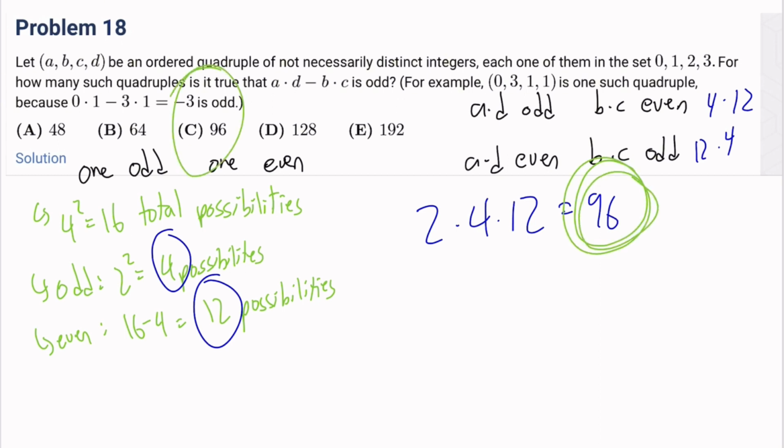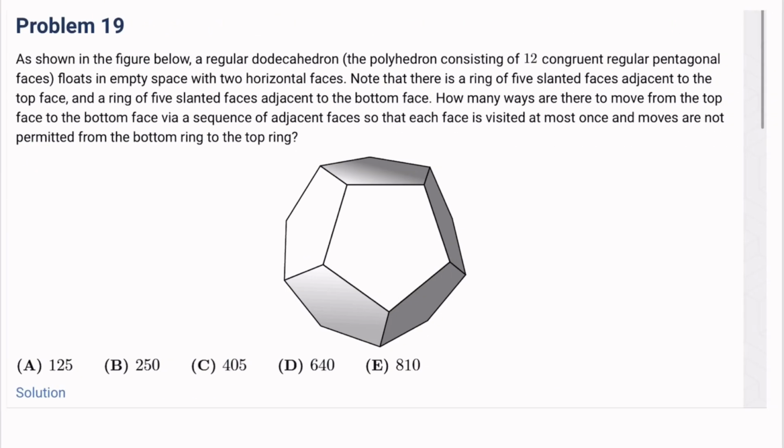it's C. Number 19. As shown in the figure below, a regular dodecahedron, the polyhedron consisting of 12 congruent regular pentagonal faces, floats in empty space with 2 horizontal faces. Note that there's a ring of 5 slanted faces adjacent to the top face and a ring of 5 slanted faces adjacent to the bottom face. How many ways are there to move from the top face to the bottom face via a sequence of adjacent faces so that each face is visited at most once, and moves are not permitted from the bottom ring to the top ring?